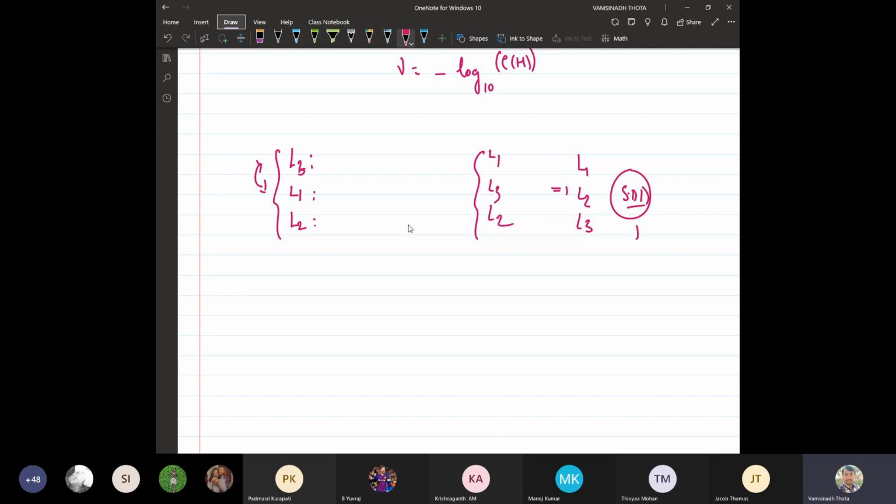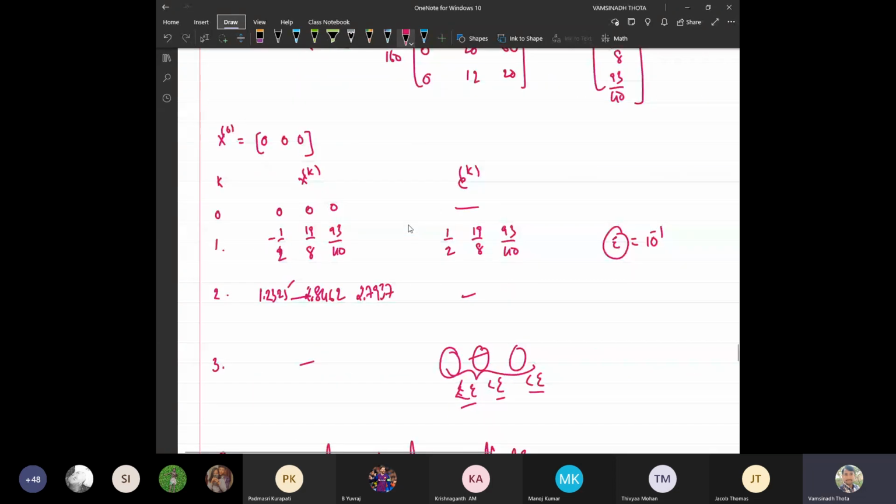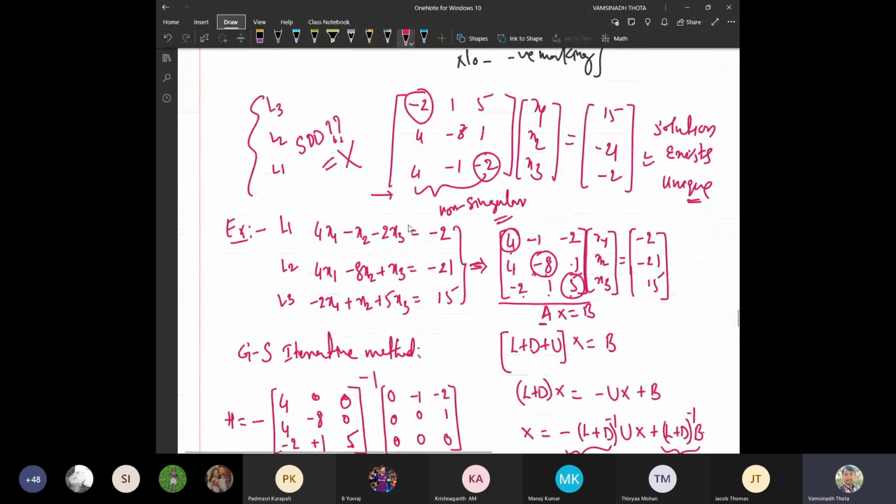Now you start applying the Gauss-Jacobi method and Gauss-Seidel method, if there is a possibility of transforming the system into a strictly diagonally dominant system. How do you find out? The only thing is, if you want to keep one equation as the first equation, you need to check that the coefficient of the first variable is bigger than the sum of the magnitudes of the other coefficients.